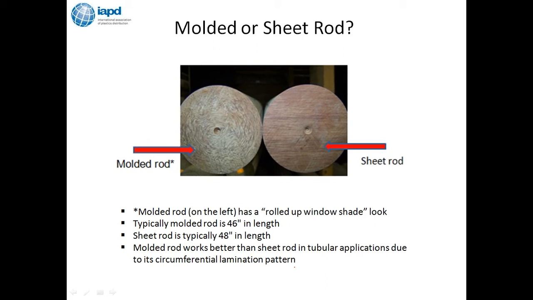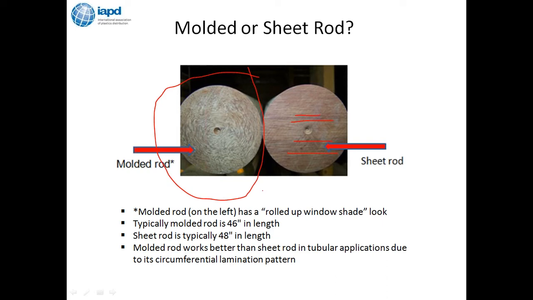This is one of my favorite slides that I do in presentations. A lot of people ask the difference between molded and sheet rod. And it's very easy to identify. Rich had already mentioned this rolled up window shade look. So if you have an application, you're out in the field and you see a piece of material and it's got this rolled up look, it's definitely sheet rod. Excuse me, molded rod. Thank you, Rich. And if it's got this flat look across it, that's sheet rod.